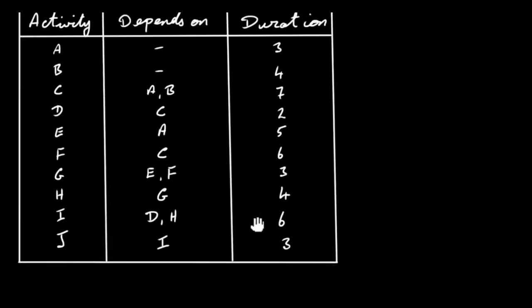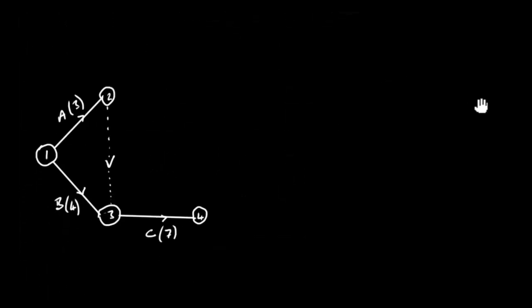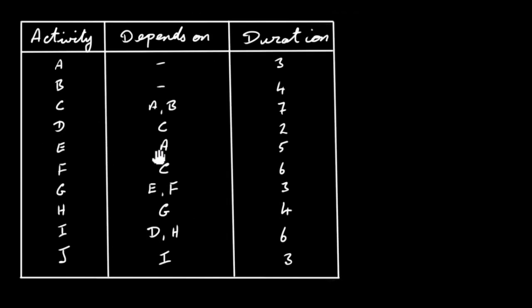Let's have a look at D. D depends on C and has duration 2. So D depends on C. So we're going to draw an arc out here, and we're going to call this one number 5. This is D, and it has duration 2 days. Okay, let's have a look at E then. So E here depends on A and has duration 5 days.